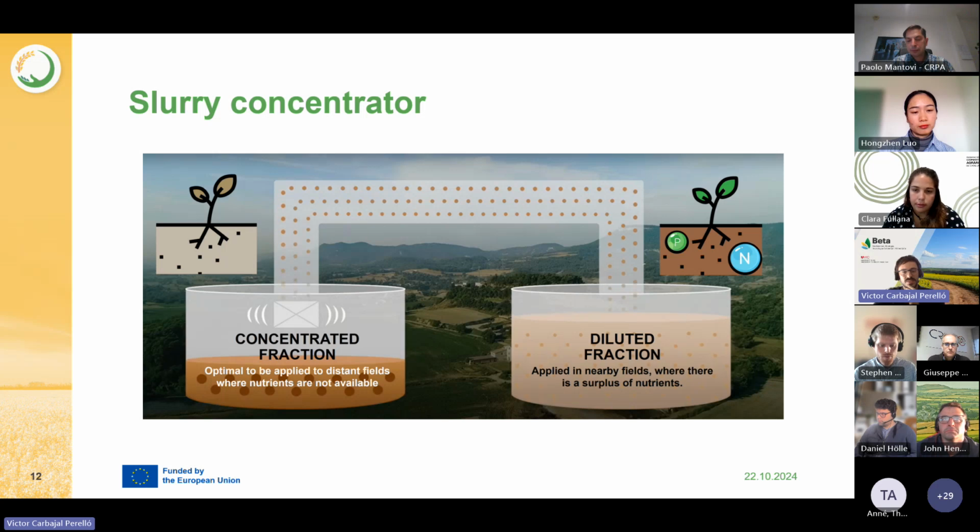So with the proposed innovative system, we obtain two liquid fractions, one with a high concentration of nutrients, mainly nitrogen and phosphorus, and the other with a low concentration of the same nutrients. The concentrated effluent can therefore be more efficiently transported or applied to any farmland, while the diluted effluent can be used on the surrounding fields.